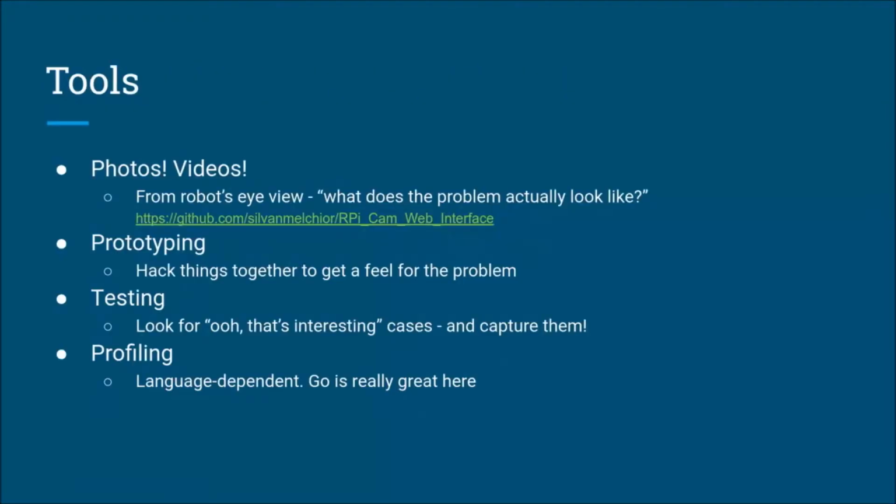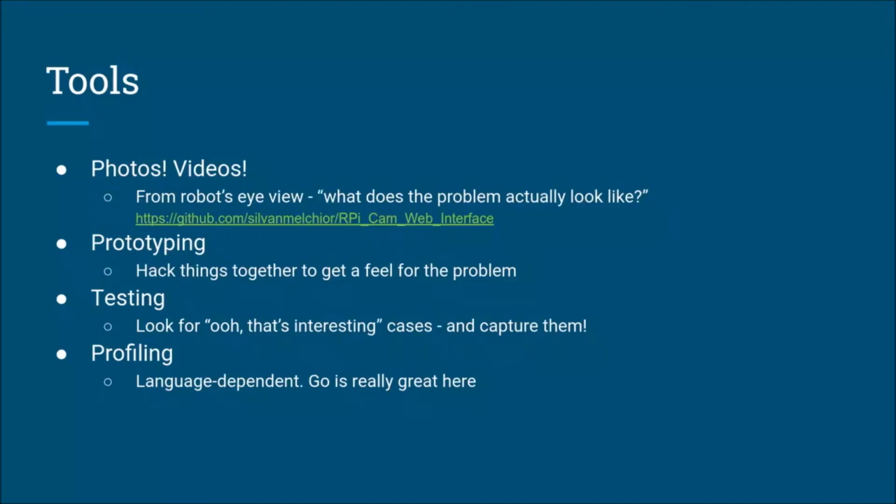All right, so tools. If you're going to be doing computer vision, maybe it's obvious, but you really need photos of the problem that you're trying to solve. And I'll say I'm going to put all these slides up just after the talk, so if you want them, I can send them out. So they need to come from your robot's eye view, because what you think a problem looks like from where you stand is very different from what your robot thinks a problem looks like.